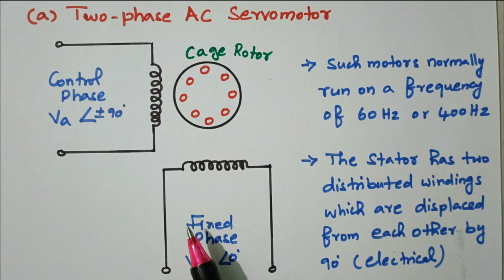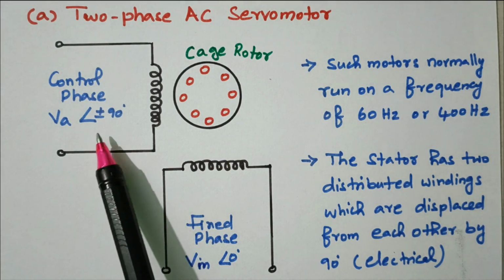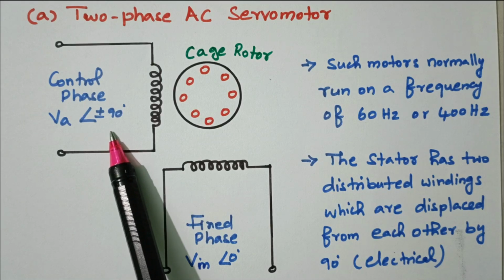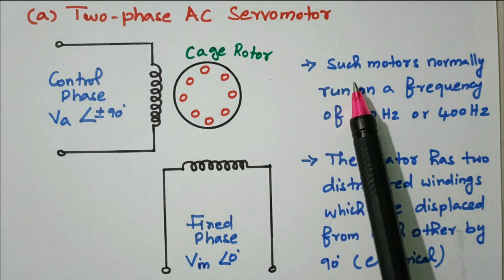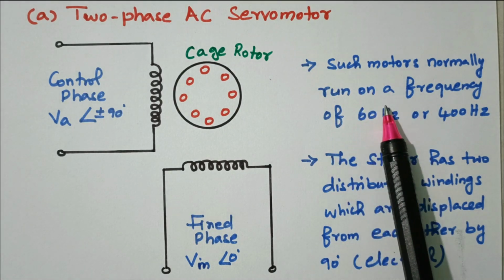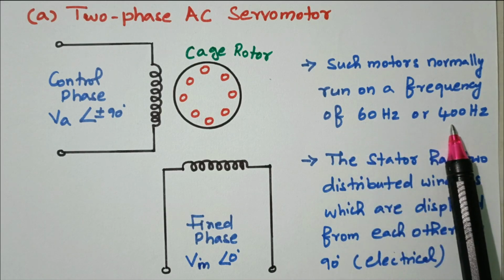The important condition is that two phases are there, and the phase difference between these two phases, the fixed phase and the control phase, should be 90 degrees. Only then can we use it for position control. Such a motor normally runs on a frequency of 60 Hz or 400 Hz.